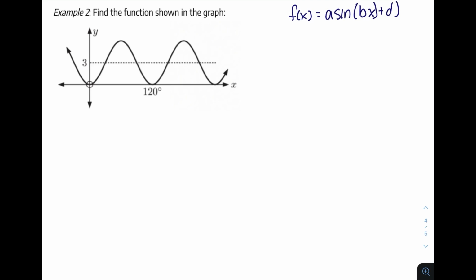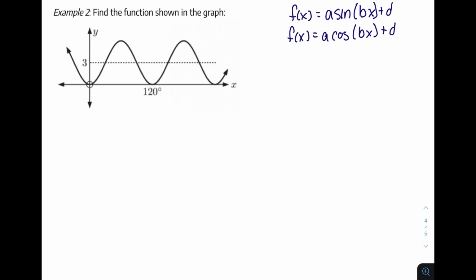Or we can write it as f of x is equal to a cosine of bx plus d. Now, the a, b, and d's in both of the equations represent the exact same parameters. Let's look at our first example.